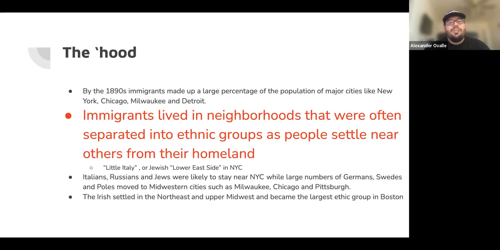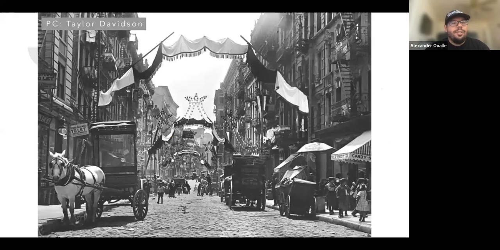Italians, Russians, and Jews were likely to stay near New York City, while large numbers of Germans, Swedes, and Poles moved to Midwestern cities like Milwaukee, Chicago, and Pittsburgh. The Irish, for example, settled in more of the Northeast and Upper Midwest and would become the largest ethnic group in Boston. So here you have Little Italy.